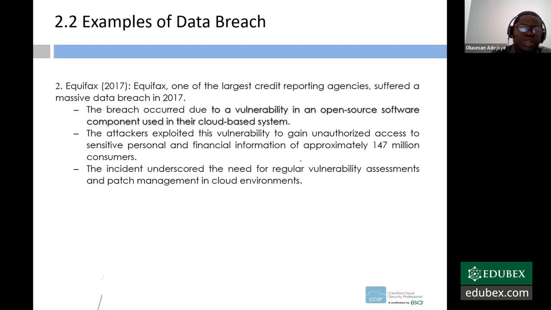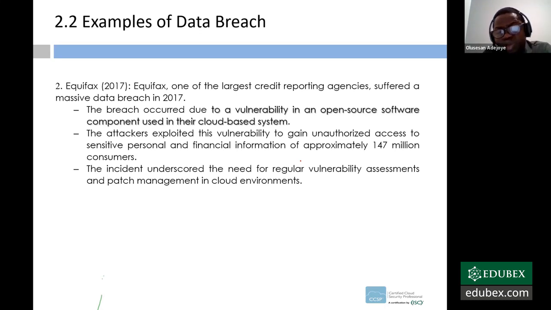Now, if you look at Equifax in 2017, the breach here was a result of a vulnerability in an open source software component used in the cloud-based system. As a result of this vulnerability, about 147 million consumers' financial information was exposed. What is the lesson learned here? It means vulnerability assessment and patch management is very important in a cloud environment.